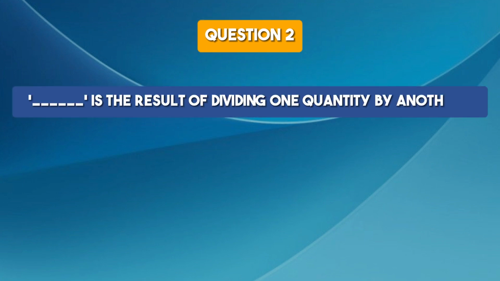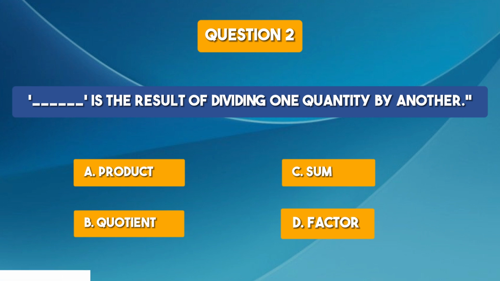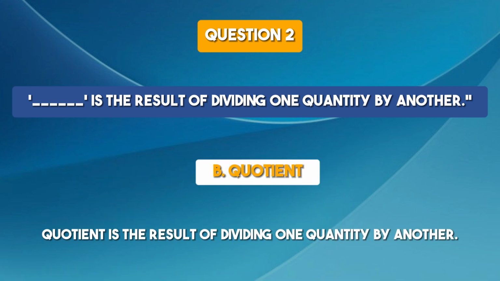Question 2 is the result of dividing one quantity by another. The correct answer is B, quotient. Quotient is the result of dividing one quantity by another.